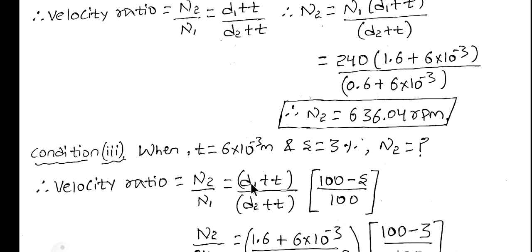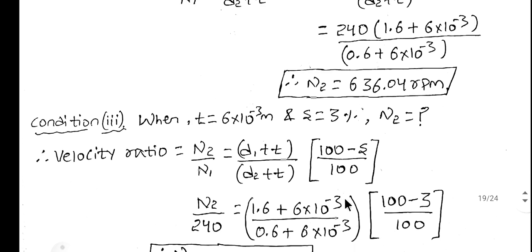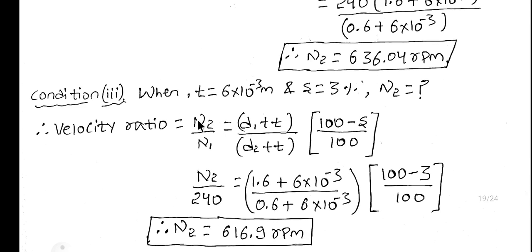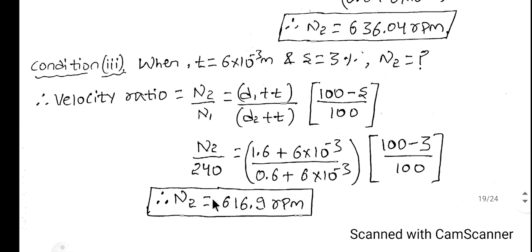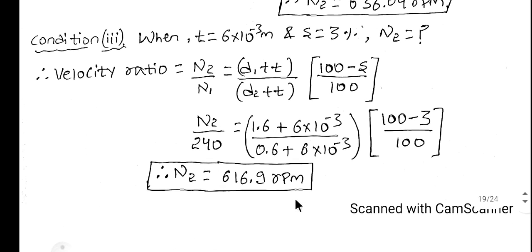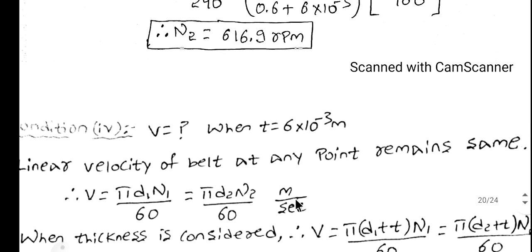N2 by N1 is equal to D1 plus T divided by D2 plus T, multiplied with 100 minus S divided by 100. In this, substitute the values. N2 you need to calculate. N1 is given as 240, D1 is 1.6, thickness is given as 6 into 10 raised to minus 3 meter, D2 is 0.6 plus thickness 6 into 10 raised to minus 3 meters. Slip percentage is given as 3, substitute the value as S's value. From that you will get the N2 value, it is 616.9 revolution per minute. This is third condition.